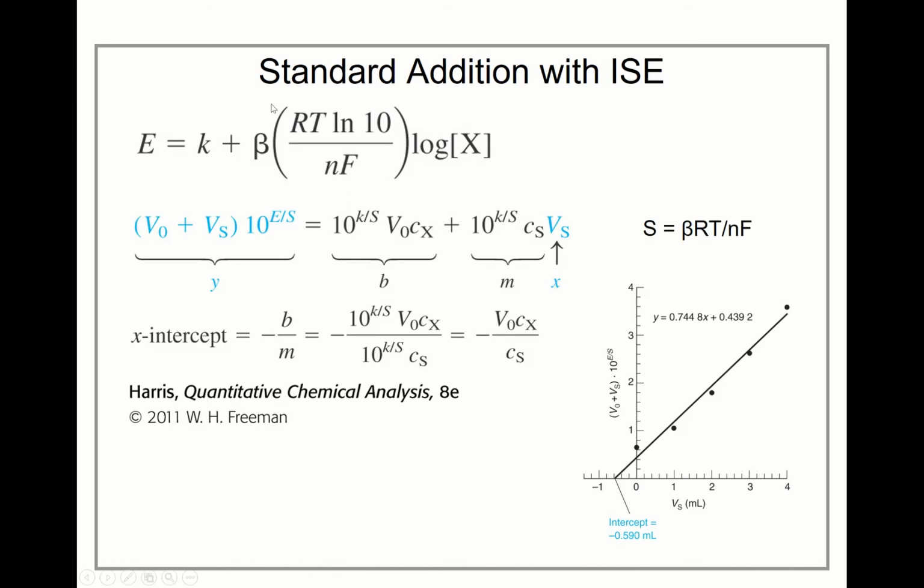All right, let's apply the standard addition technique with ISE. With an ISE, you can apply the standard addition technique to know the concentration. You see, this equation is for the ion selective electrode: E, the potential, equals a constant plus beta, which is also a proportional constant, times the logarithm of concentration x. After you arrange this equation, taking the 10th power, you reach this equation. It looks quite complicated, but let's look at it in detail.